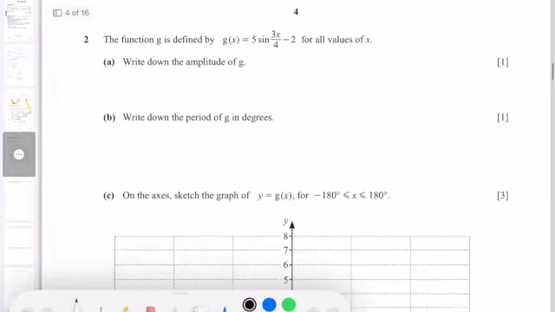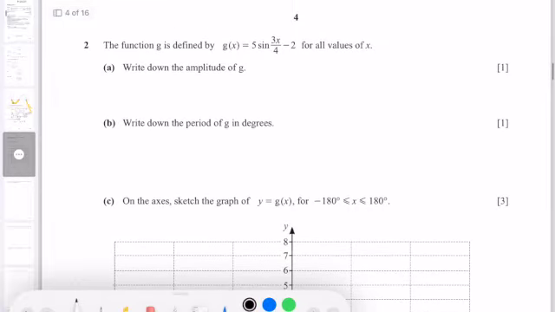Now let us try question number 2. Though it is also a bit easier maths, there are some complications for question C. So let us try the amplitude of g. You can see that f(x) equals a sine, let me consider bx, then plus c. Now this a is denoted as the amplitude. So amplitude is 5.